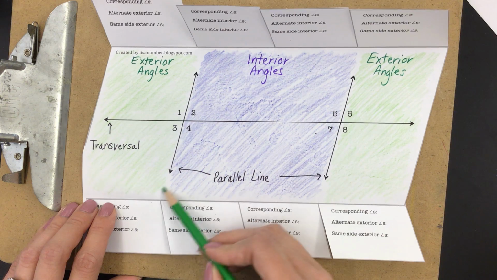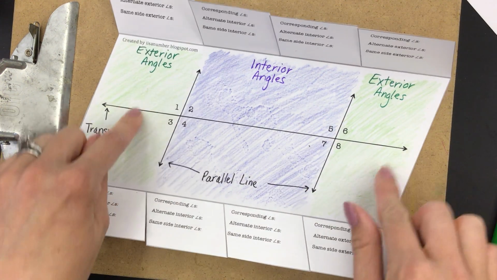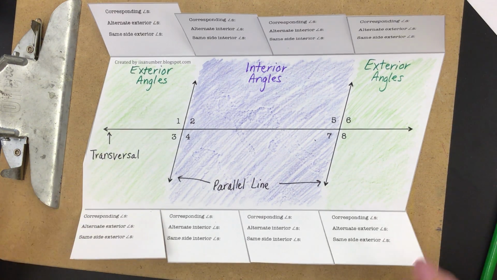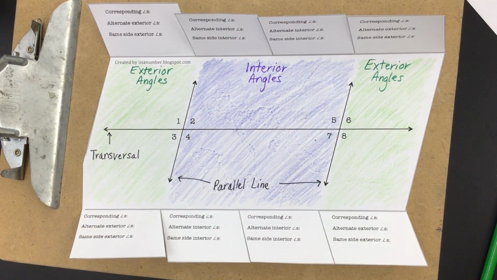All right, so now we have that all color-coded. So these 4 angles are interior, these 4 angles are exterior, which makes sense. It's like a house. This is the interior of your house. This is the exterior of your house, okay?